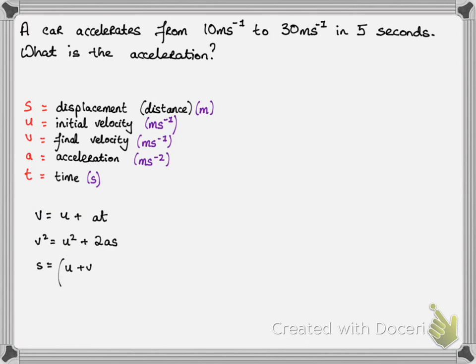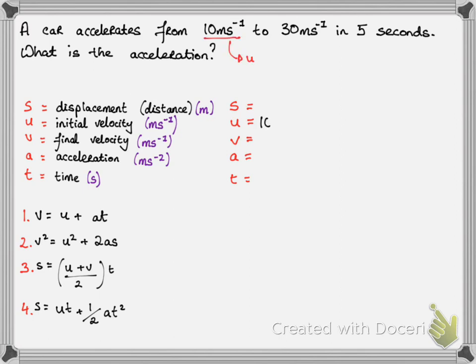So we identified the 4 formulas that we have, and the key skill here is trying to identify what you have from the question, what you're trying to calculate, and which formula to use. So we write out our SUVAT and we identify what we have. We know that 10 meters per second is the initial velocity. The car accelerated to 30 meters per second to the minus 1, so that is the final velocity. And then that took 5 seconds.